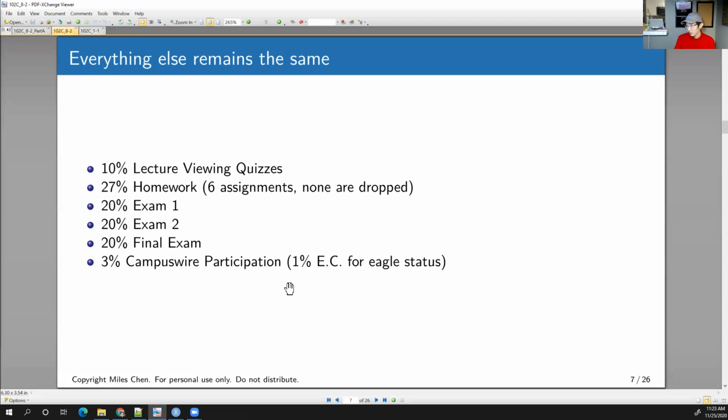Okay. Are there any questions regarding the changes or anything that I'm doing here for the grade schemes?